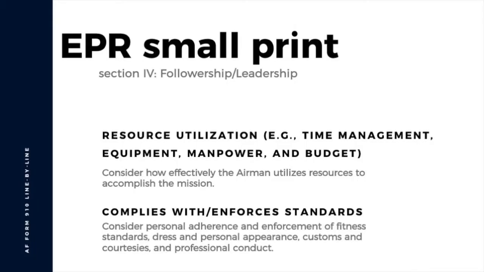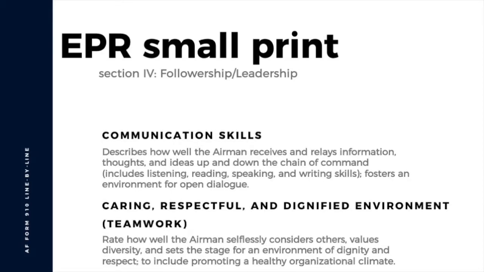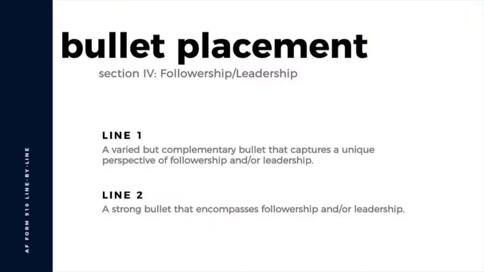So in section 4, for followership and leadership, here you have resource utilization, time management, how effectively you utilize your resources, complies with or enforces the standards, and then you also have your communication skills, and then caring, respectful, and dignified environment, and teamwork. When you look at the lines, there are 2 lines, but 4 items mentioned. So one year you may be able to add 2. The next year I'm going to focus on 2 other ones, and then if there's a third EPR in that same rank or enlisted force structure tier, then I may have a mix of both. Again, showing breadth of knowledge and experience, showing growth.